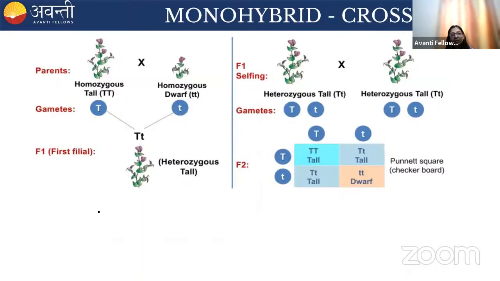Moving next, Mendel performed two crosses. One is the monohybrid cross, and the second one is the dihybrid cross. First we are going to discuss the monohybrid cross. Mono means one, so in the monohybrid cross, one character is studied. According to Mendel, one character is controlled by one gene. Later we call it a gene, but Mendel called it a factor. So we are going to study the inheritance of one gene.